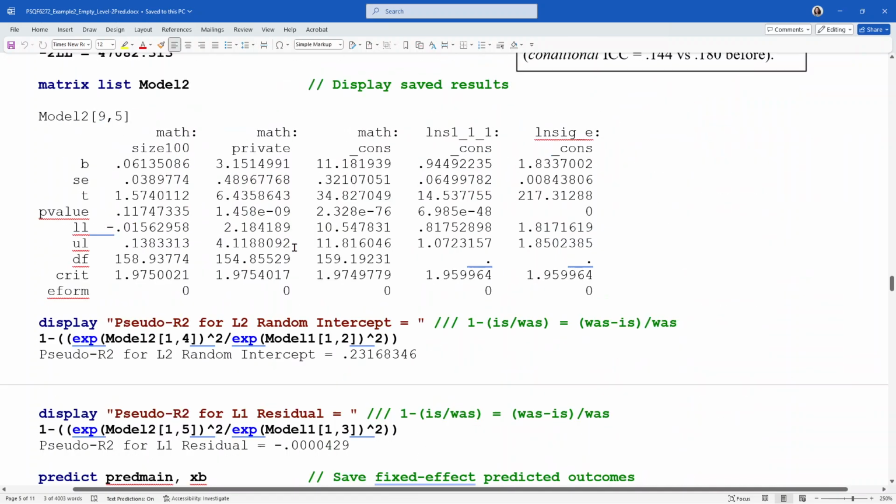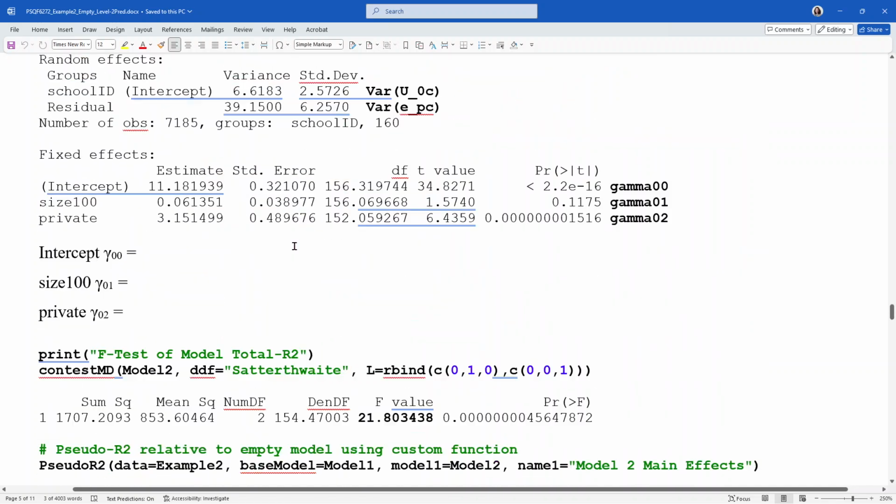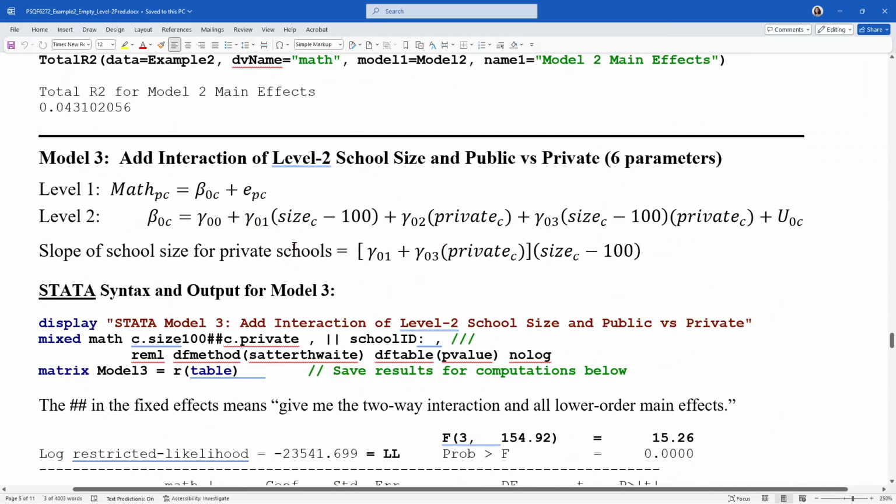So let me go to the model that has an interaction term in particular, because that was where the question was. So the very last one. Model 3 in this example adds an interaction between the size of the school as the cluster level predictor, whether or not the school is public as the 0 or private as the 1, and then an interaction of the 2. Because these two predictors are both cluster things, their interaction goes in the level 2 model.